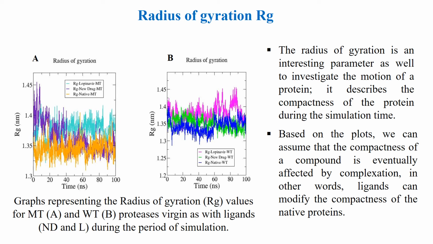Regarding the radius of gyration, it is an interesting parameter as well to investigate the motion of a protein. It describes the compactness of the protein during the simulation time. Based on the plots, we can assume that the compactness of a compound is eventually affected by complexation. In other words, ligands can modify the compactness of the native proteins, whether increasing it or decreasing it. It depends on the situation.